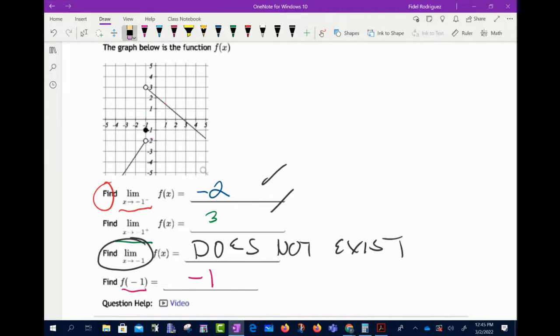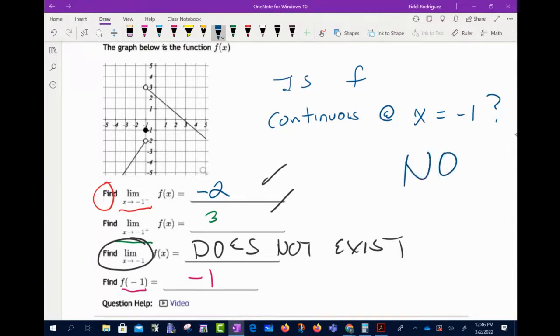So again, let me ask you a question, y'all. I know this is not the question, but would we say, is f continuous at x equals negative 1? What would you say? Right. No, it's not continuous. In order for it to be continuous, y'all, the limit has to exist. The function evaluated at that point has to exist. And number 2, they have to be the same value. So the limit and the function evaluated at that value would have to be the same, right?